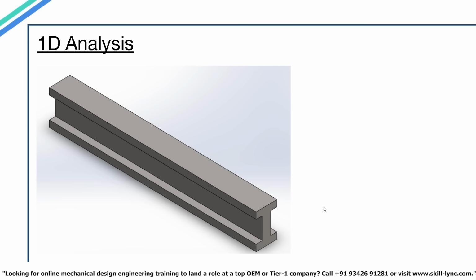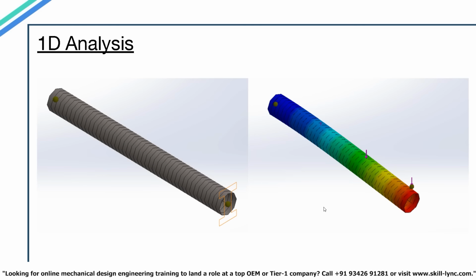Since the beam is long enough, 1D elements are sufficient to produce the required result. Going for 1D analysis instead of 3D, in this case, would give an accurate result and also reduce the computational time required. 1D analysis can be used for structures such as beams, bars, rods, pipes, etc., in which one dimension is significantly larger than the other two.